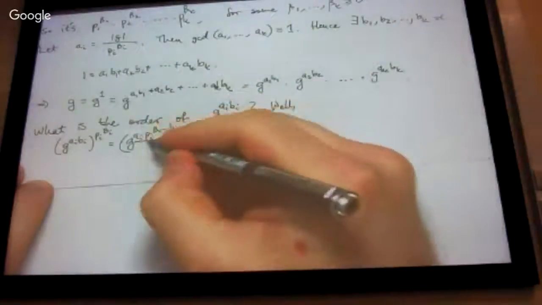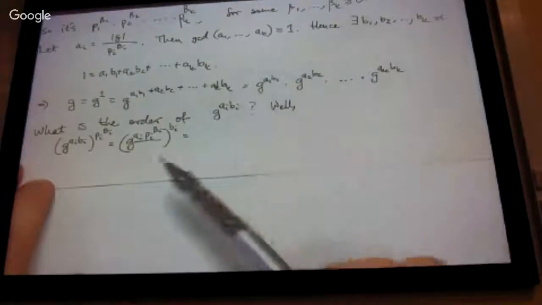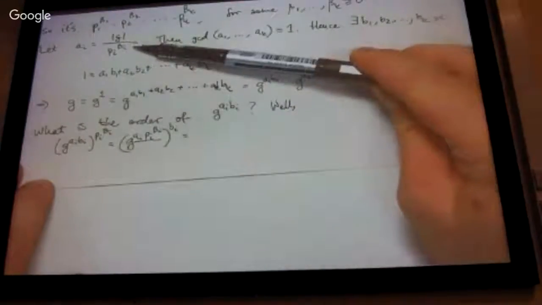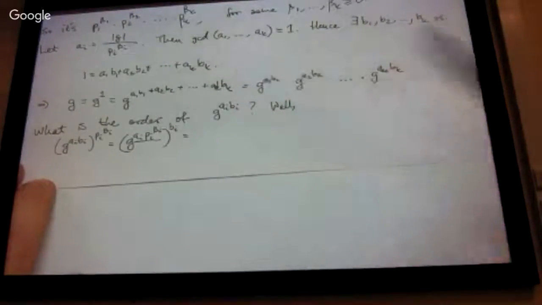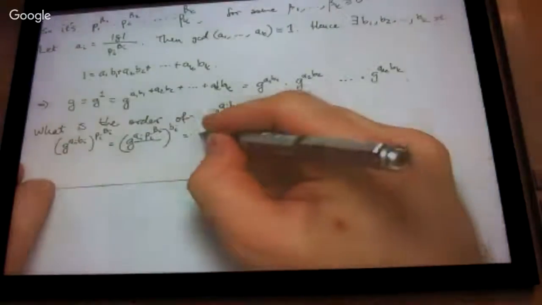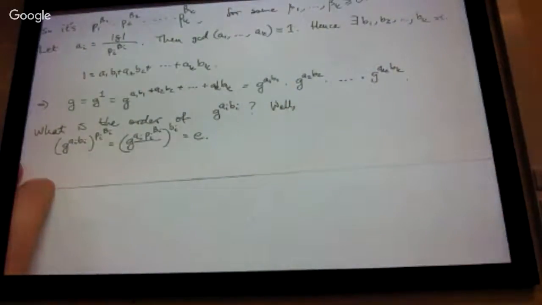Now, what is this? No, that's the order. That's the order of g because it comes from here. So this is g to the order of g. What is g to the order of g? It's the identity. And what is the identity to the b_i? Well, it's the identity.